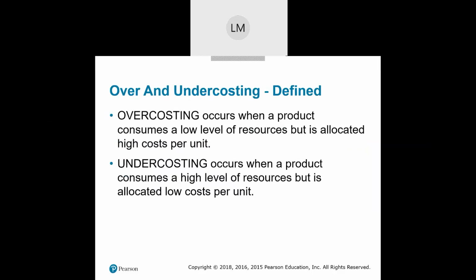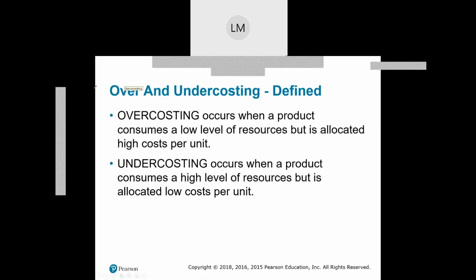Overcosting occurs when a product consumes a low level of resources but is allocated a high cost per unit. In other words, we are assuming that the costs are too high, or higher than what we actually believe they are. So I may believe that something costs me $5 to make, but in actuality, it may be $4.30.